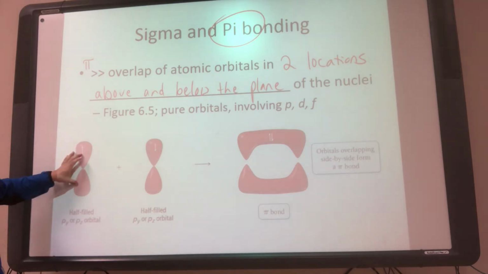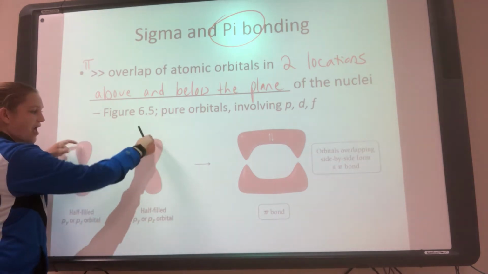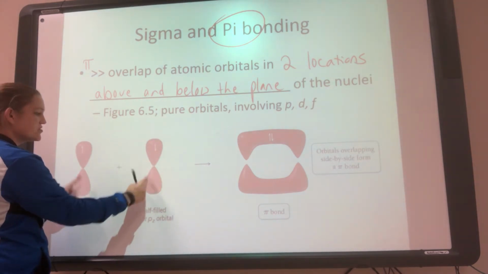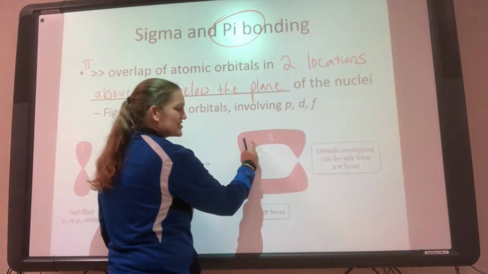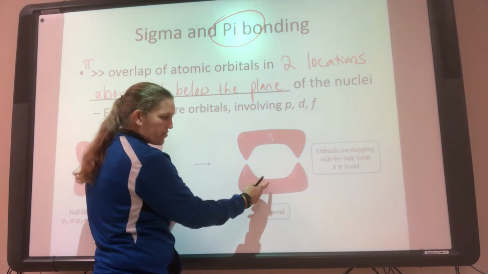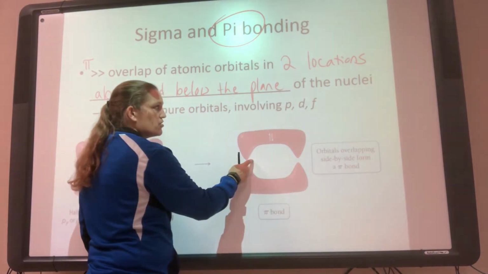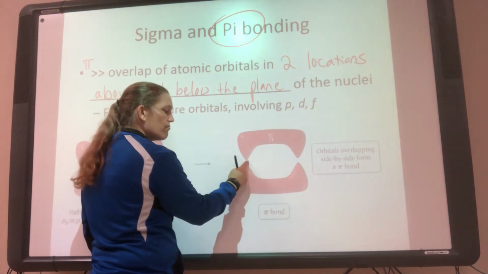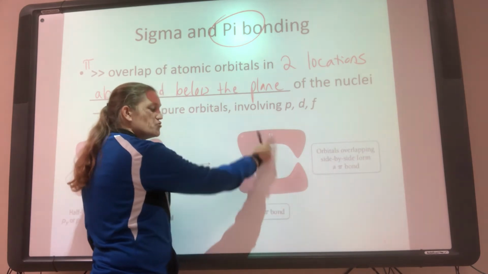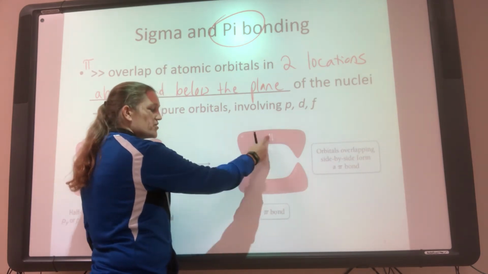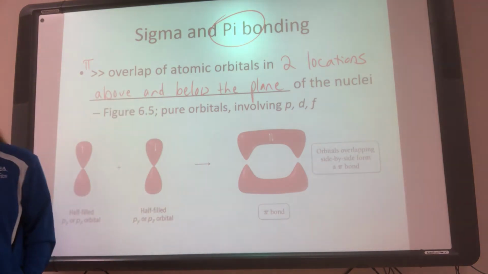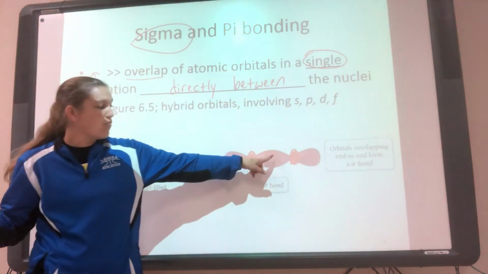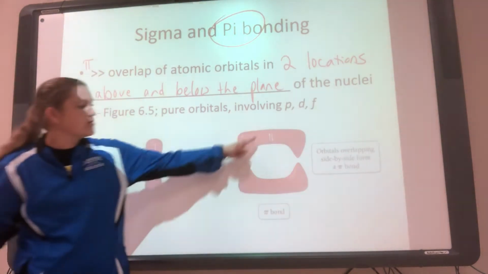So here, when my two p orbitals come together, the sides, not the ends, but the sides of these orbitals are going to hit each other and overlap. So this is called a side-to-side overlap, and it's not between. The overlap is above and below where my nuclei are, and it's in two spots. Okay, so if it's in two spots above and below, it's called a pi bond. So let's compare. Sigma bond, one spot. Pi bond, two spots.